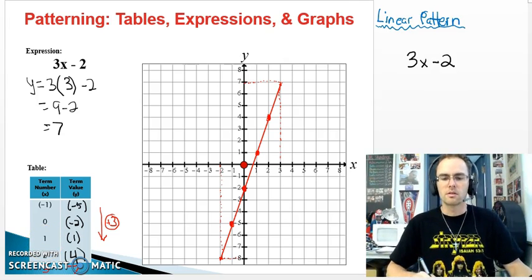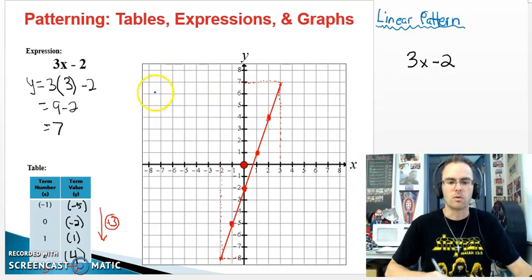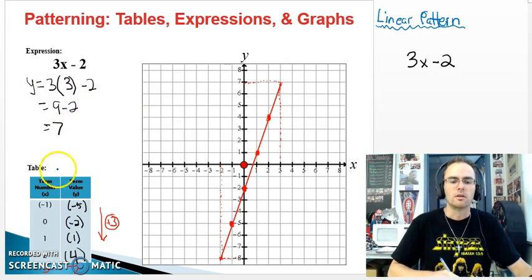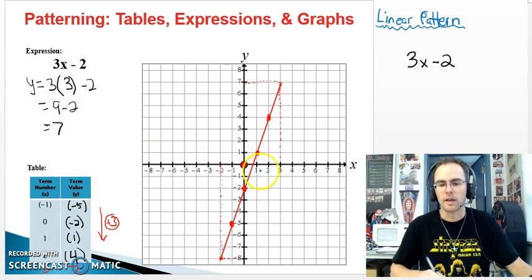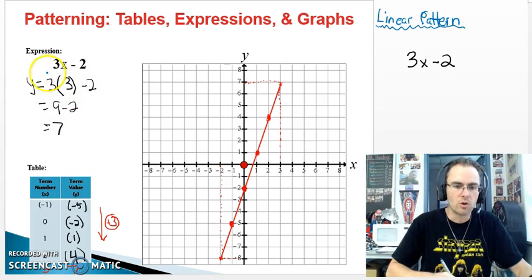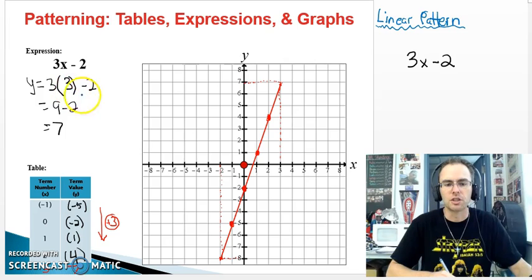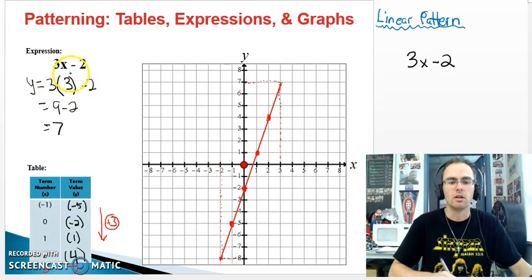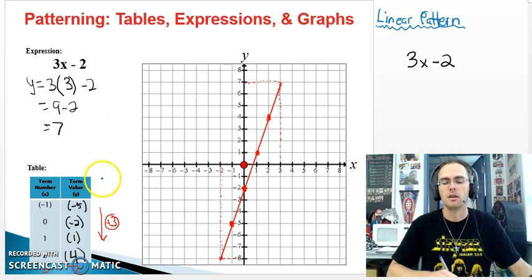All right. Now there's also a couple other things that I want to quickly go over here. As you can see, we're using a table, we see a pattern using the expression, the t-table, and graphing it. I just went over how you can take an expression and create a t-table, but can you do the reverse? If you had a t-table, can you create an expression, so 3x minus 2, from a t-table? And the answer is yes, of course you can.